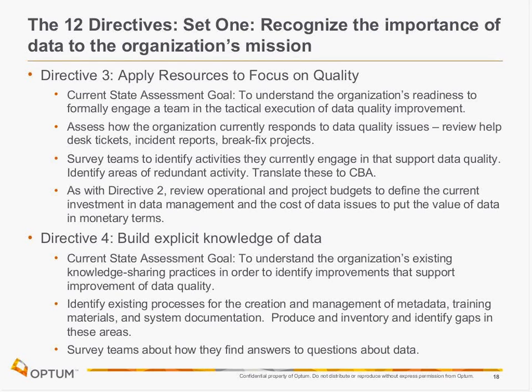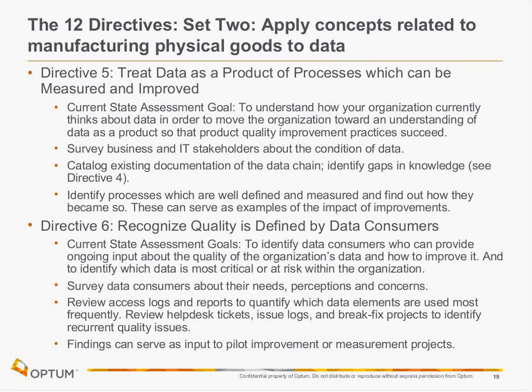The set of directives is concerned with how to apply concepts that have been defined within product quality to data quality. So the first of these directives is probably the statement that is most often referred to in discussions of data quality improvement, and that is to treat data as a product of processes that can be measured and improved. So how to begin to do this?